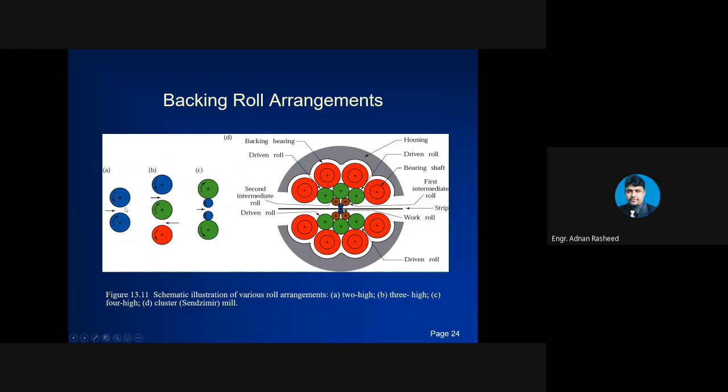So this is the arrangement A, B, and C. This is the backing roller arrangement, and it typically shows examples of two-high, three-high, and four-high roller mills.